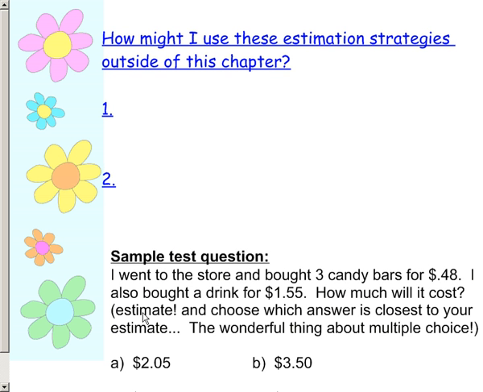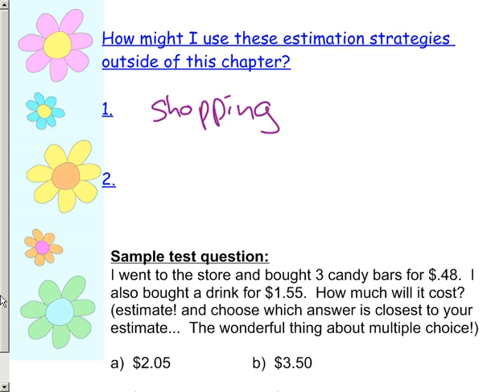All right, so how might I use these outside of the chapter? What are situations where you might need to estimate decimals? I would say the number 1 for me is when I'm shopping. If I'm going to buy things and they cost different amounts, I'm not going to pull out my calculator. I'm not going to be carrying and borrowing in my head. I'm just going to estimate, round them each maybe to the nearest dollar, and add or subtract.